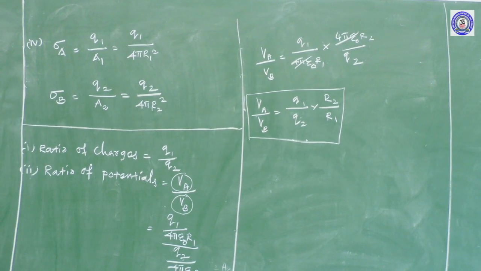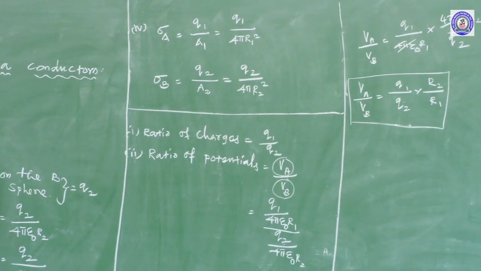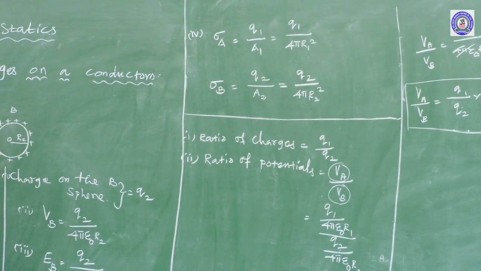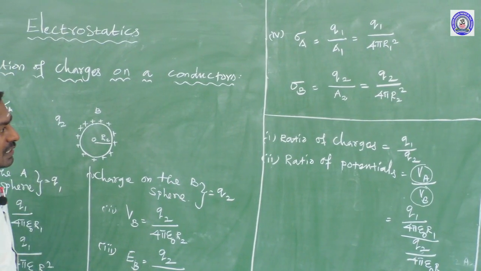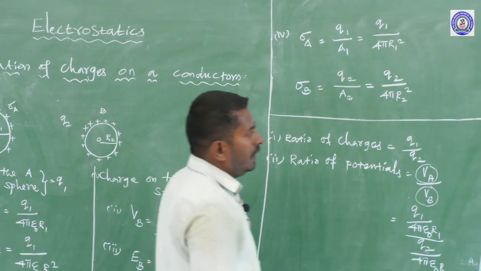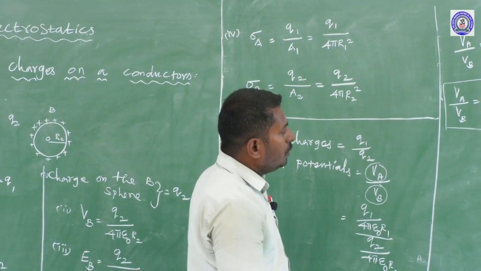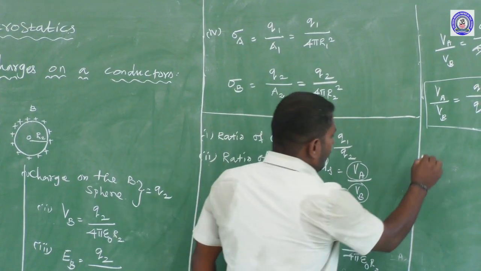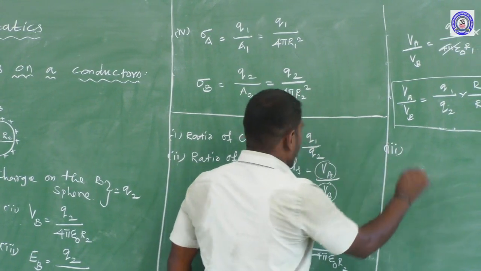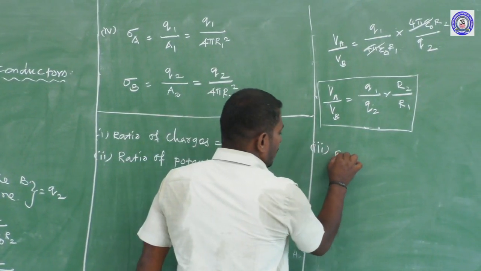If both the metallic spheres are separated, but both acquire a uniform charge distribution on their surfaces, the ratio of potentials VA divided by VB is equal to Q1 divided by Q2 into R2 divided by R1. Then next one, ratio of electric fields.